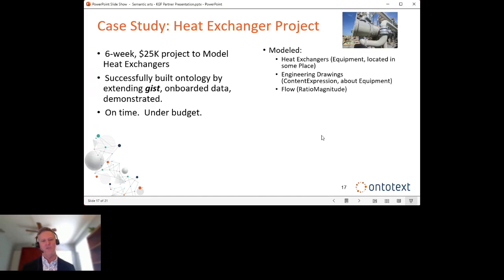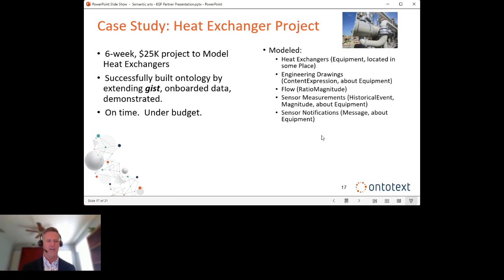They wanted to model flow. GIST already has, as I mentioned, a set of magnitudes and some subclasses of those, like ratio magnitudes. So flow is a certain amount of volume over time. Sensor measurements, right? They have sensors all over these pieces of equipment, and they want to measure them. Well, sensor measurements are basically historical events that have some magnitude and are about some piece of equipment.